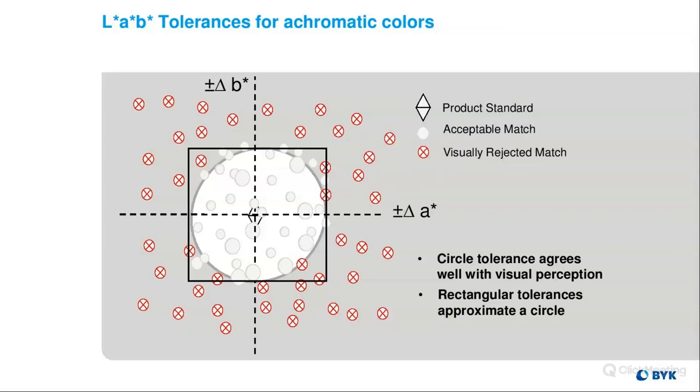What we see, this is with the delta E star LAB system, where the circle is what we visually see, with all these little circles that pass. And this is the calculated tolerance from that equation, this box here. And what we see is it pretty much works. We see that it separates the good passing samples from the failing samples. So circle tolerance agrees well with visual perception. Rectangular tolerance approximates a circle.